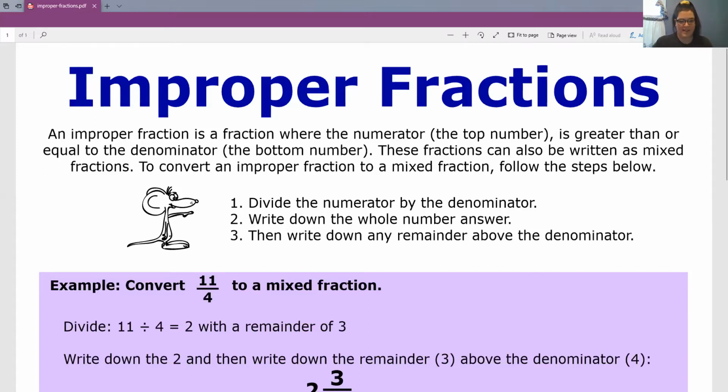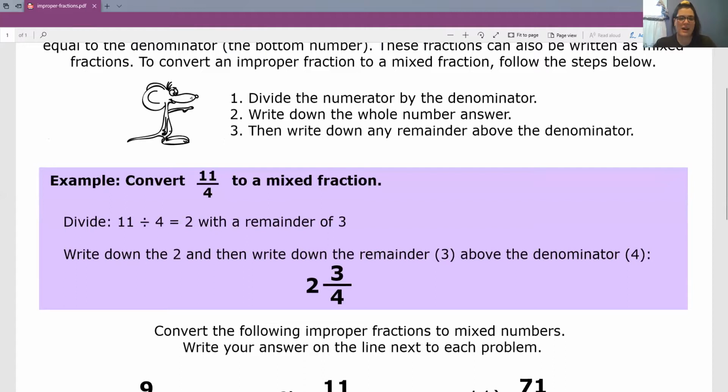So they give you this example. It says convert 11/4 to a mixed fraction. A mixed fraction is the same thing as a mixed number. They're just calling it something different. So you're changing that improper fraction to a mixed number. So what you do is you divide.